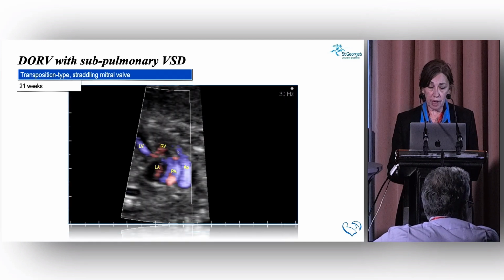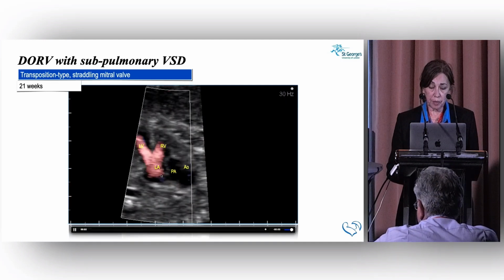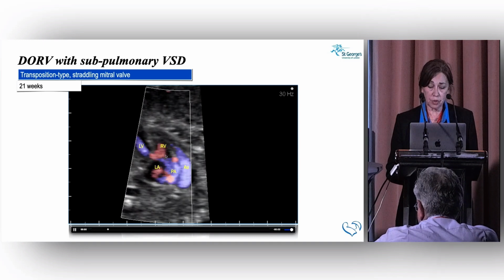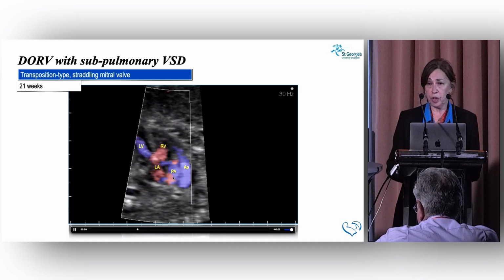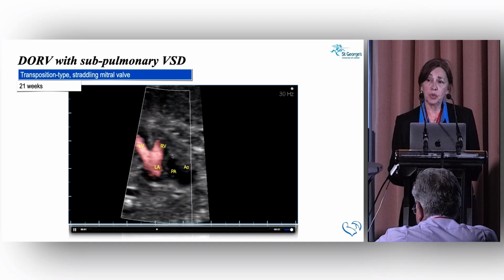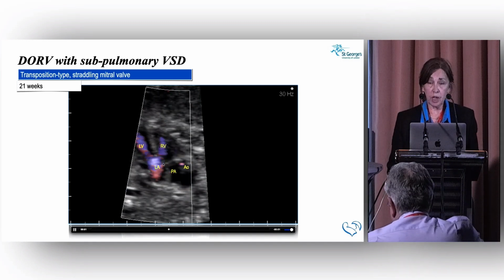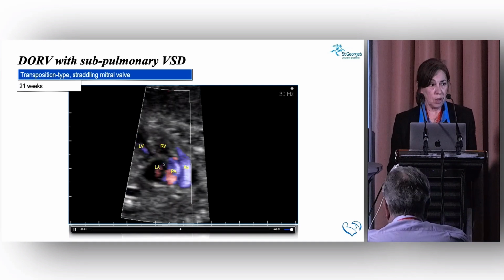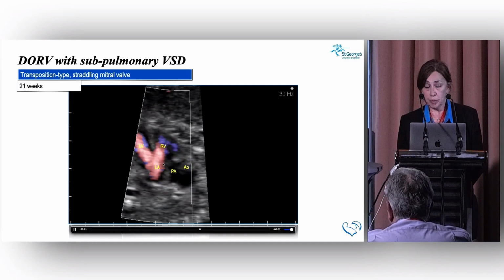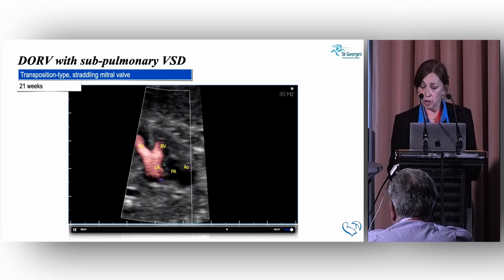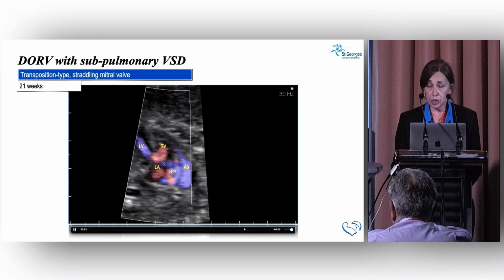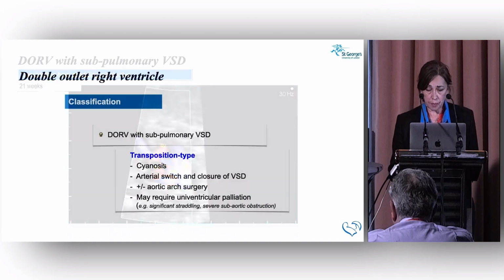And if you put color there, you can see the flow from the left atrium going to both ventricles. And then the flow from the left ventricle goes through the VSD into the pulmonary artery. So it is impossible to close that ventricular septal defect because the valve is sitting in the middle. So you have to look for that because this would complicate a heart that could go into a biventricular repair. It's impossible to do that because you cannot close the VSD.